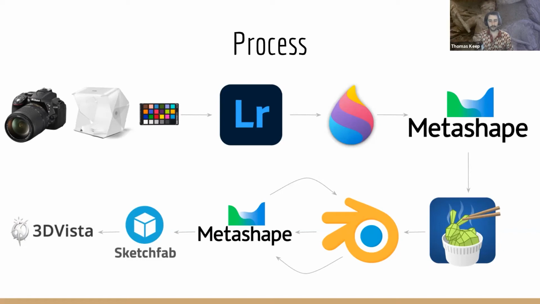The model will be imported back into Metashape after its remeshing and editing in Blender for retexturing the adjusted geometry. And this process would be repeated as necessary until the final model was satisfactory. Finally, the model would be uploaded to Sketchfab for sharing, and these uploads could be embedded into software such as 3D Vista for use in a virtual gallery space. So it's quite an involved process, but in the end, I think you get some really nice results out of it.